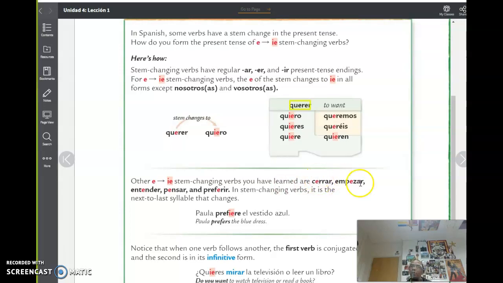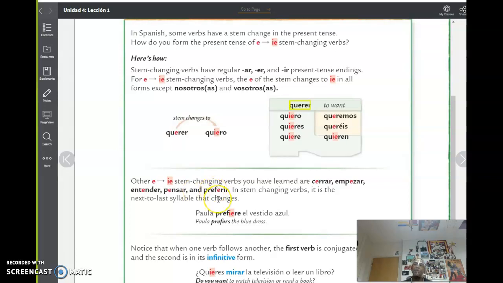Empezar, to begin. Now, empezar, so this is E. You're going to add an I right here. Yo empiezo. I begin. Tú empiezas. Él empieza. Ella empieza. Nosotros, there's no change. Empezamos. Entender, to understand. The change is on the E right here. Entiendo, entiendes, entiende. Pensar, to think. The change happens on this E, the first E. Pienso, piensas, piensa.